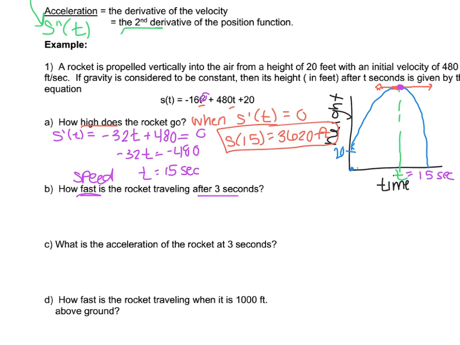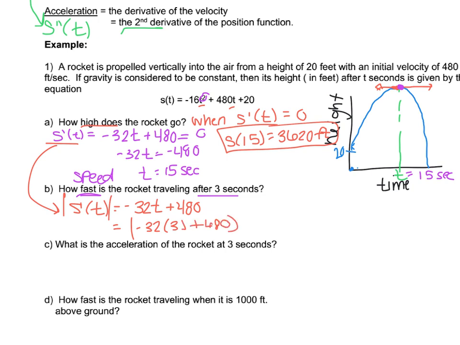So we have the derivative right here. So we know that s prime of t, we already did this, is negative 32t plus 480. So when we're being asked to find the speed after 3 seconds, remember speed is just the absolute value of that velocity. We're just going to plug 3 in and solve. So this is going to be the absolute value of negative 32 times 3 plus 480. So this gives us the absolute value of negative 96 plus 480, which is positive 384.